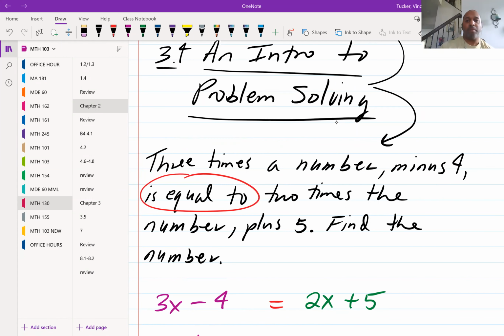Just like if I had that 4 times x plus 3, I know I need to distribute because I have parentheses. Well, if I don't have parentheses, I'm not distributing. So, just being able to react to the symbols that you see.